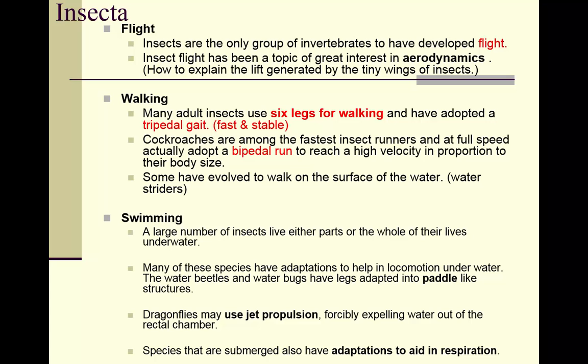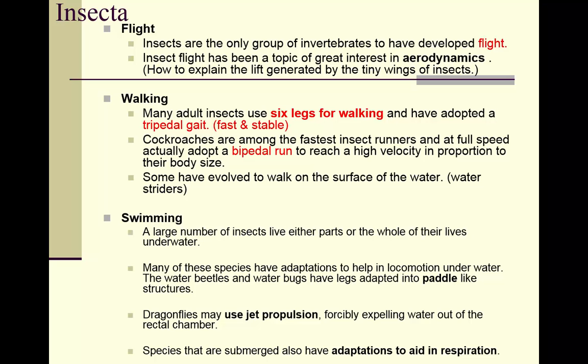The adult insects have 6 legs for walking, and they have a tripedal gait, which is very fast and stable. Cockroaches are among the fastest, and some of them, like water striders, can even walk on water. A lot of them can swim, because a lot of them will live part of their life in the water. Some of them, like water beetles and water bugs, have paddle-like structures to move around in the water. Dragonflies use jet propulsion and expel water out of their rectal chamber to move around.